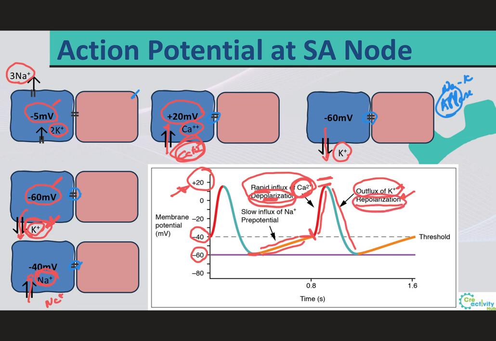And because these nodal cells are connected to the contractile cells, this information will be able to be sent to the contractile cells for them to contract the atria and then contract the ventricle. And we will see this in the next learning outcome.